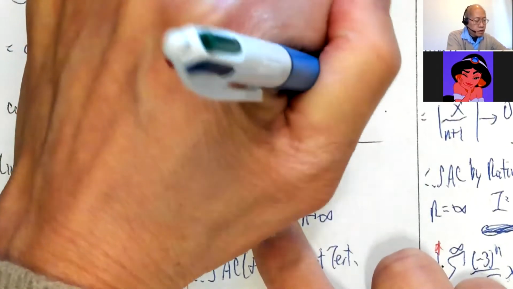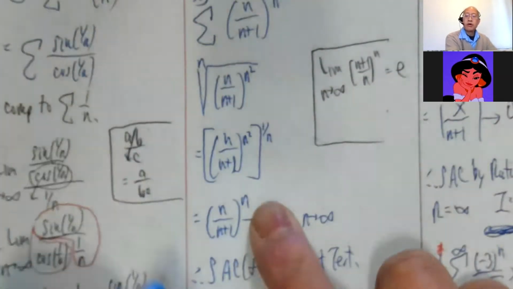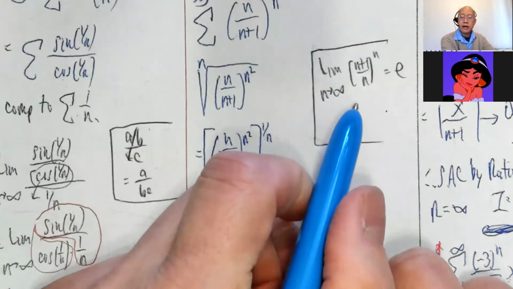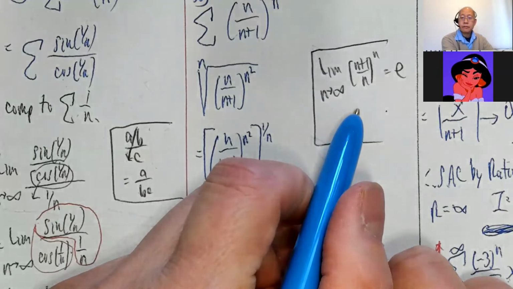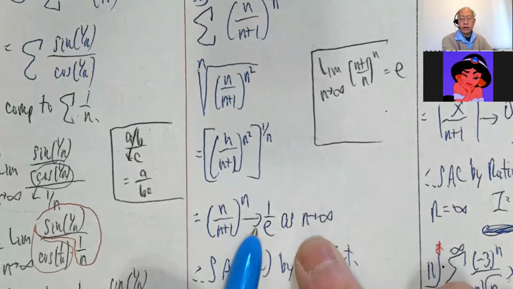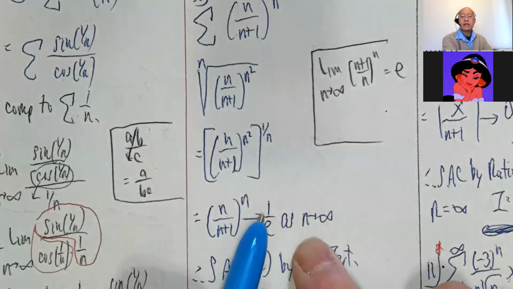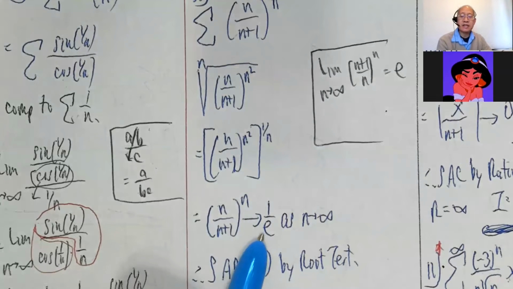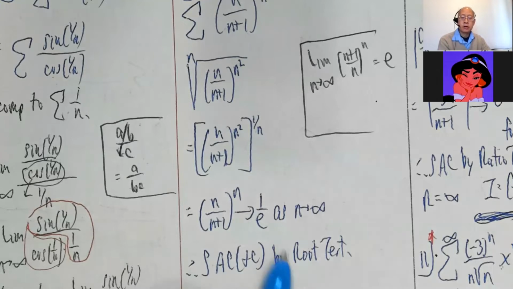The limit as n approaches infinity of (n plus 1 over n) to the n was e. Look back in your notes. We did that a little while back. So what if we flip it? 1 over e as n approaches infinity. That's 1 over 2.7, which is less than 1. So therefore, the series is absolutely convergent, and therefore convergent by the root test this time.